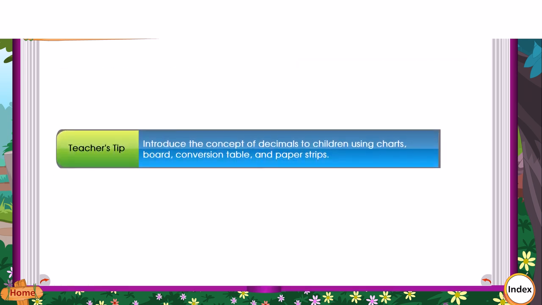Teacher's tip: introduce the concept of decimals to children using charts, boards, conversion tables and paper strips.